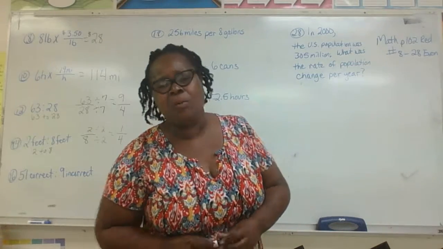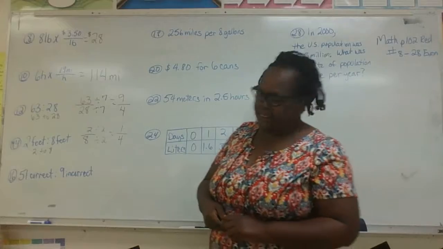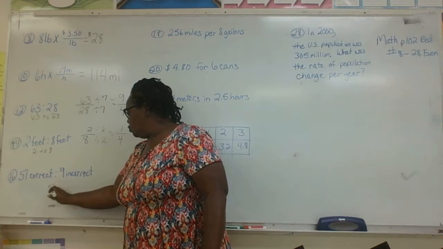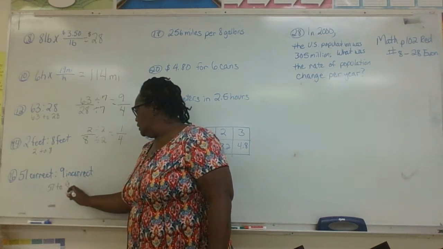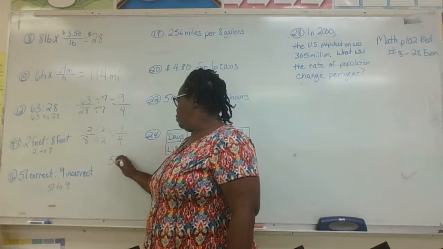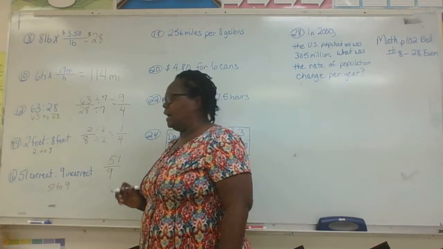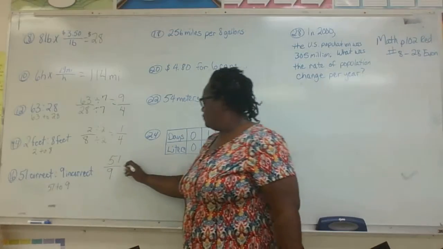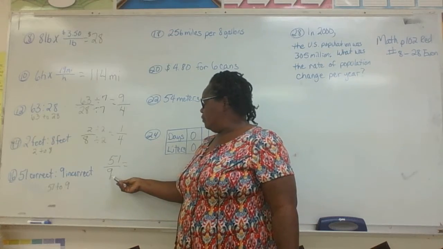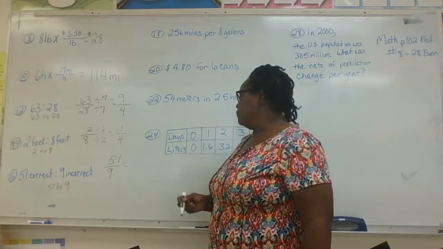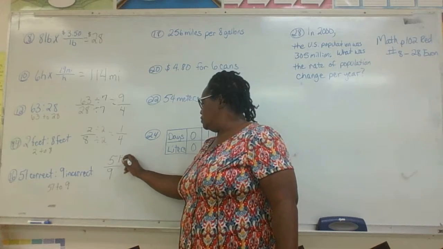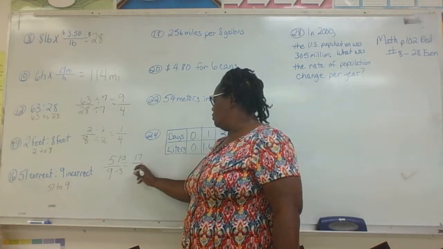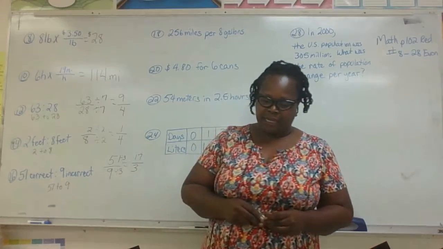Now we're looking at number 16. On number 16, same procedure, same concept. 51 correct to 9 incorrect, or 51 to 9. In a case like this, we would need to simplify. We would discover that both of these are divisible by 3. Therefore, we would reduce this by 3, reduce this by 3, and we discover this is 17/3. And so that's how that is done.